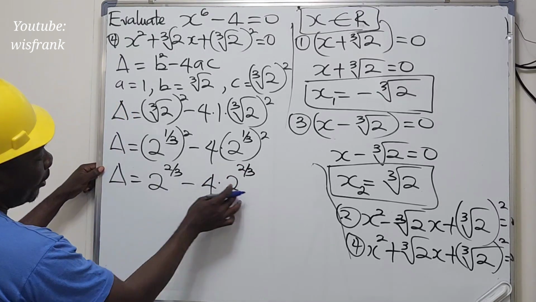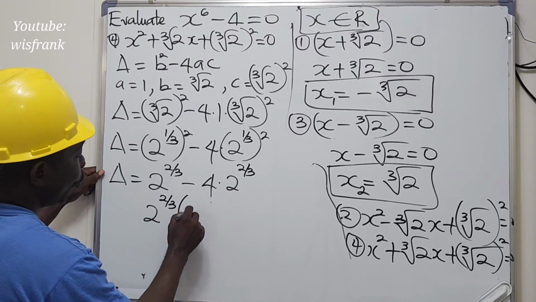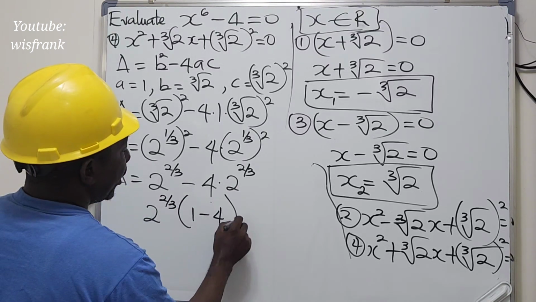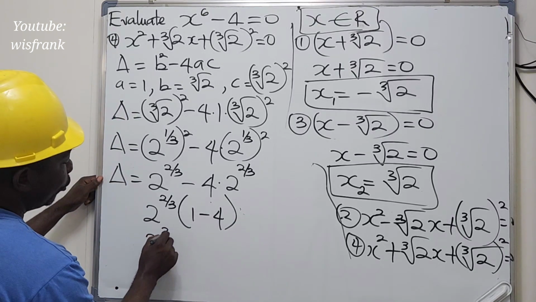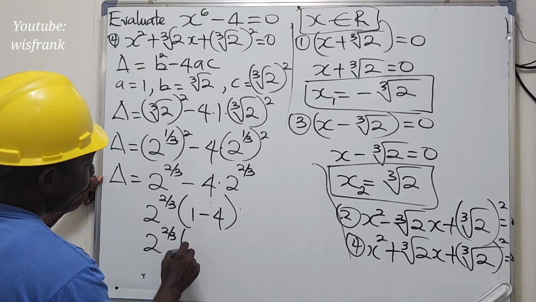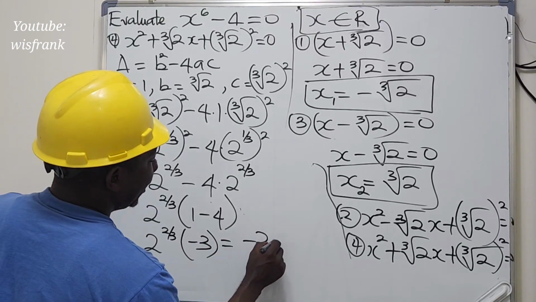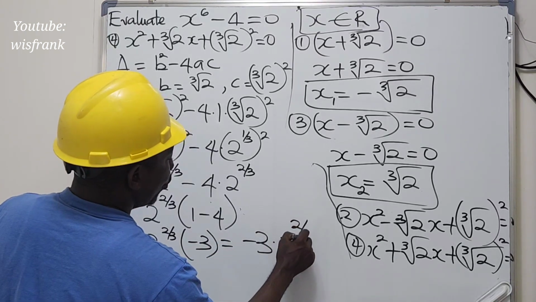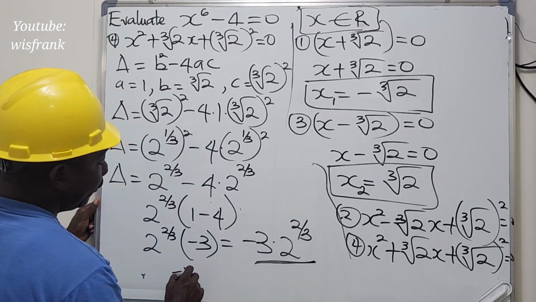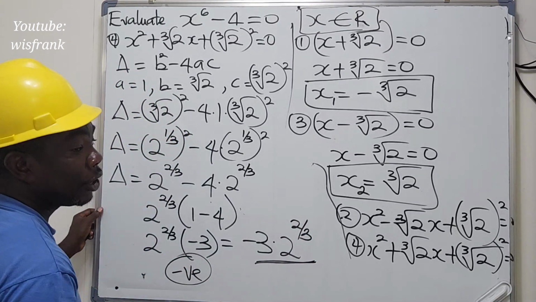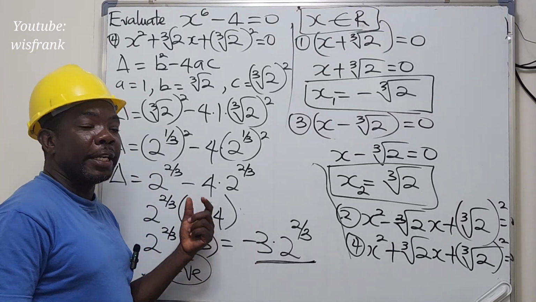So this, we can factor this out. So we have 2 to the power of 2 all over 3 into 1 minus 4 equals to what? So this is the same thing as 2 to the power of 2 all over 3 into minus 3. So this is the same thing as minus 3 times 2 to the power of 2 all over 3. You can see that this is a negative sign. So a negative discriminant shows that it has a complex number. So there's no real root in this solution.